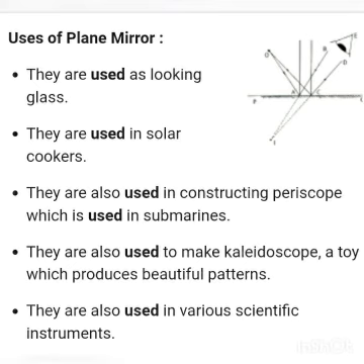Okay, so next we see what the uses of a plane mirror are. They are used as looking glass, they are used in solar cookers, and they can be used in constructing periscopes, which are used in submarines. They are also used to make kaleidoscopes, a toy which produces beautiful patterns. They are also used in various scientific instruments. These are some uses of the plane mirror. As well, it can be used as a television source also.